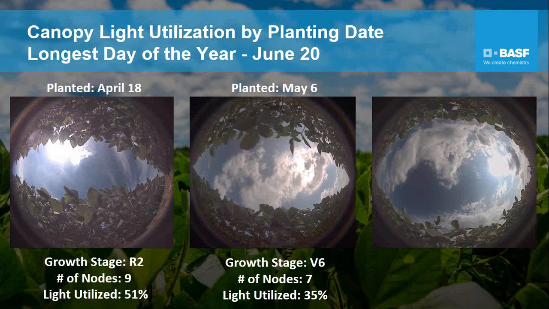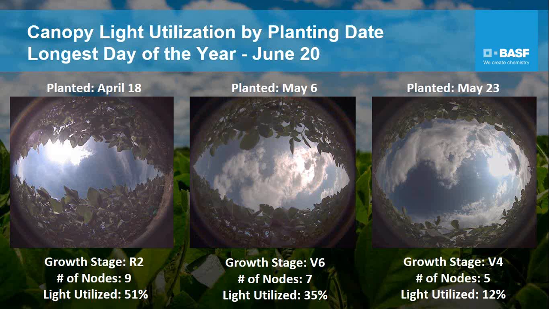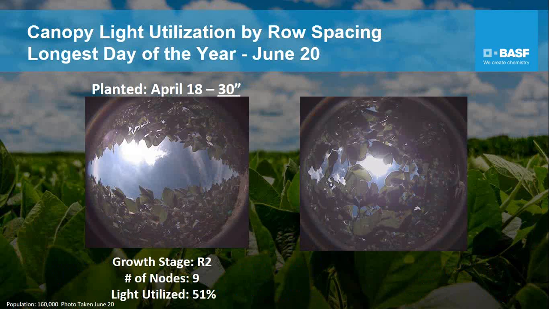On May 6th, you see we're not in the reproductive stages in this particular case, and we are utilizing 35% of the light by the plant versus 65% by the soil. When we get out to a late May planting date on June 20th, when the photos were taken, we're in the vegetative stages at V4, and we're utilizing 12% of the light by the plants versus 88% to the soil. So now you see the importance of light interception. Longest day of the year, we're intercepting a lot of light on June 20th. We want as much of that going to the plant and towards reproductive growth as we can possibly accomplish.